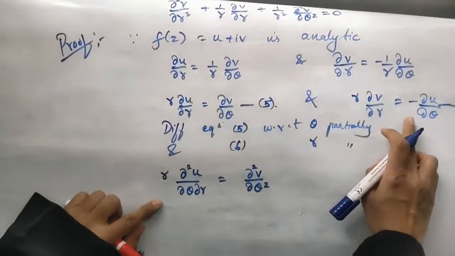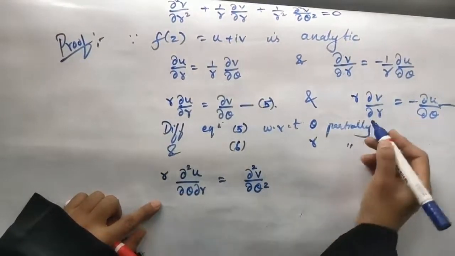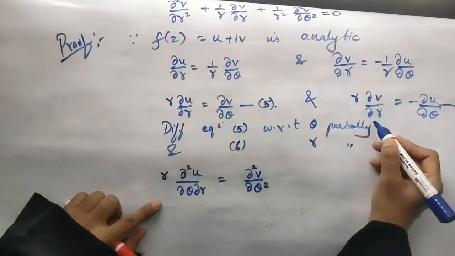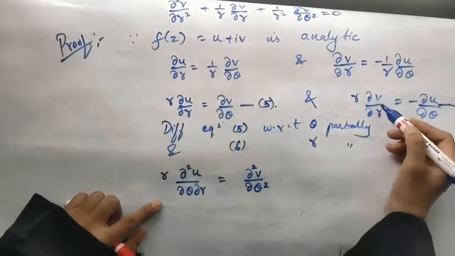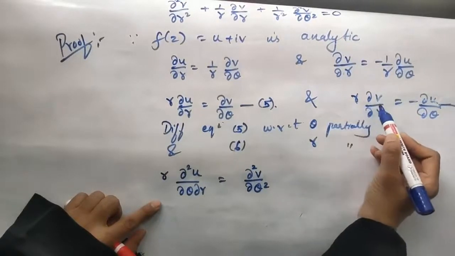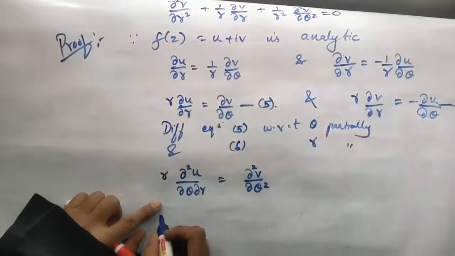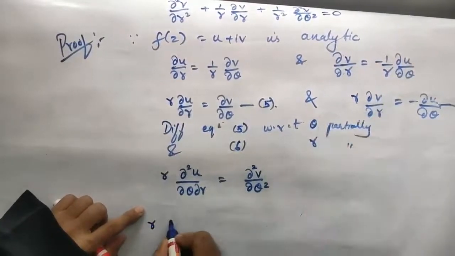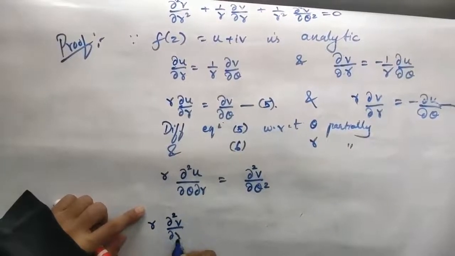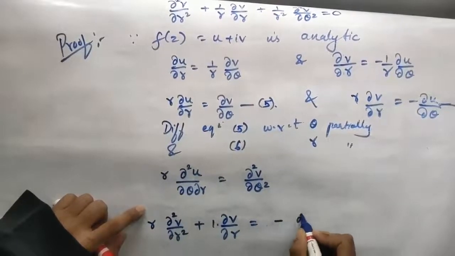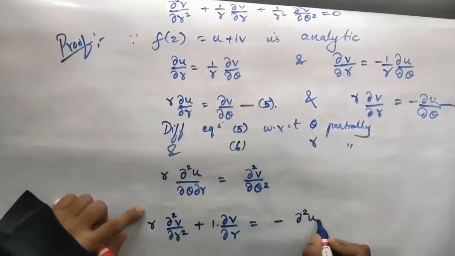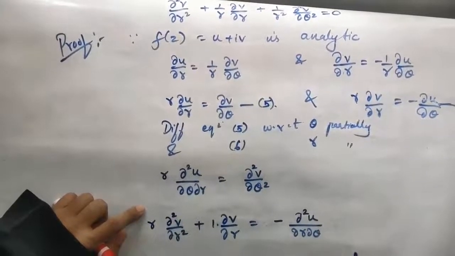Now let us differentiate equation 6 with respect to r partially. Now first, the u into v rule here, because we are differentiating with respect to r, here also r, and ∂v/∂r is also a function of r, so r and a function of r, therefore you have to apply the u into v rule. r as it is, derivative of ∂v/∂r with respect to r is ∂²v/∂r², plus r as it is, derivative of r which is 1, ∂v/∂r as it is, equals minus derivative of ∂u/∂θ with respect to r, which will be ∂²u/∂r∂θ.